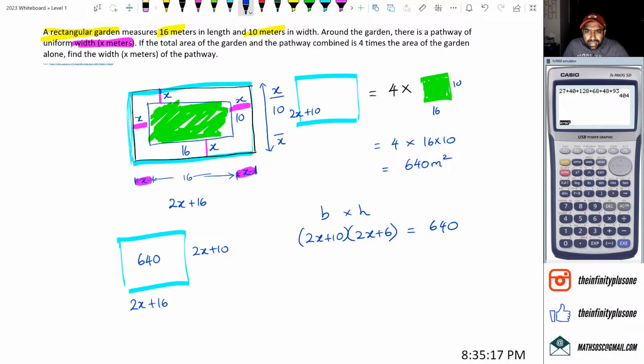Why can't it be 680? Ah, right. Okay, Tada, I'll answer that question in a second. The reason it can't be 680 is because it actually says 4 times the area of the garden. The garden is 16 times 10, which is 160. 160 times 4 is 640. Yeah, it should be 640.